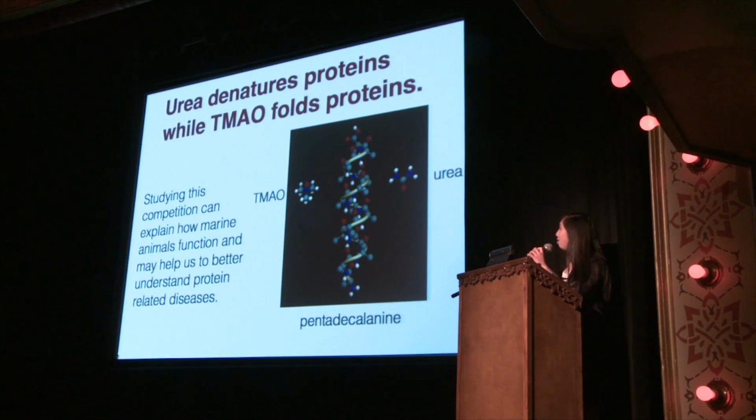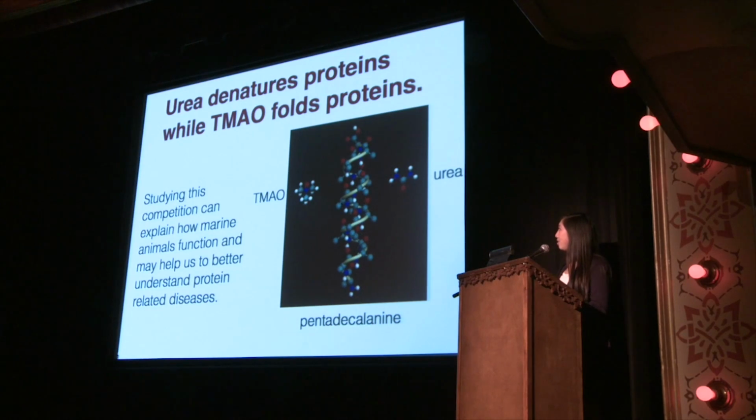So I researched 2 osmolytes, urea and TMAO. Urea is an osmolyte found in sharks and other sea animals. Well, it's also found in us, but it helps them maintain osmosis with their outside environment. But urea also unfolds proteins, and proteins can't work unless they're folded. So sharks also have to produce another osmolyte called trimethylamine N-oxide, or TMAO, which folds proteins.